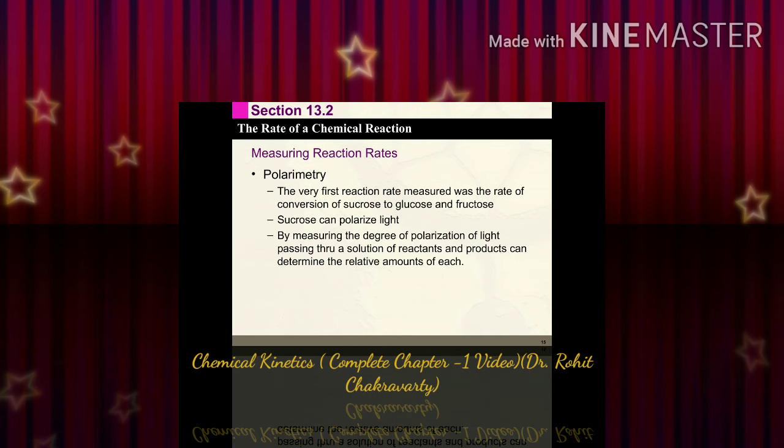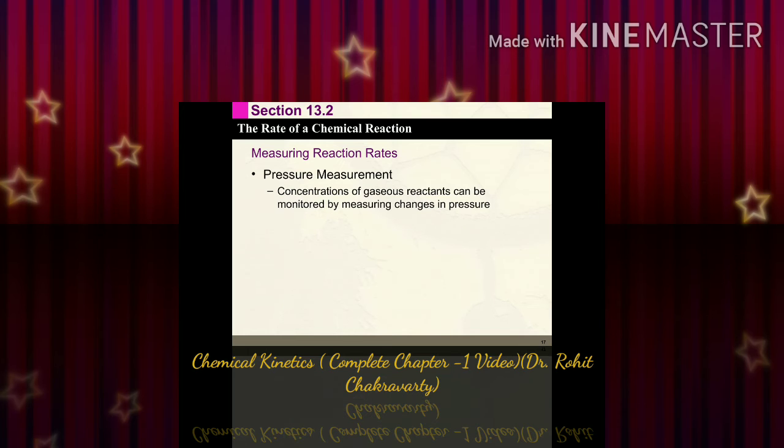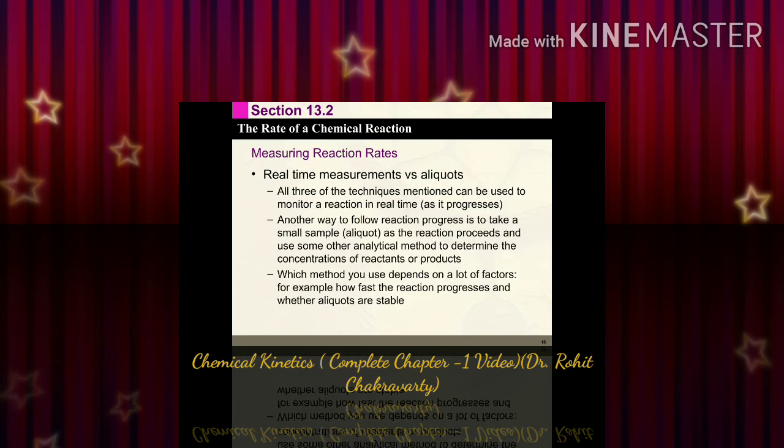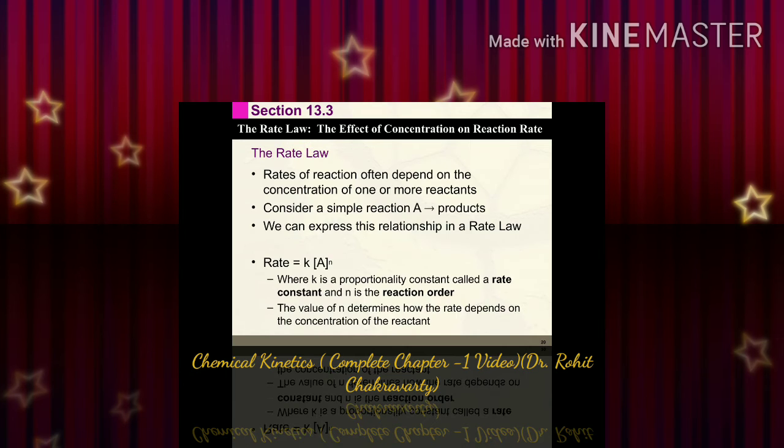So now, how to measure the reaction rate through polarimetry. Measuring reaction rate. Here you can see the pressure measurements. Measuring reaction rate, real time measurement versus aliquot. So here the rate expression: rate is equal to minus delta H2 upon delta t.